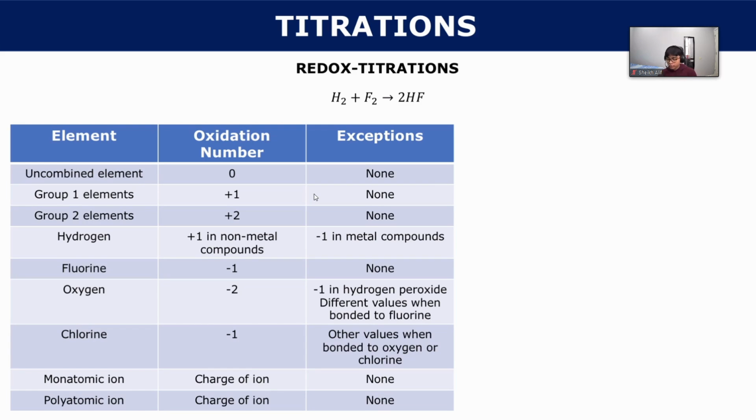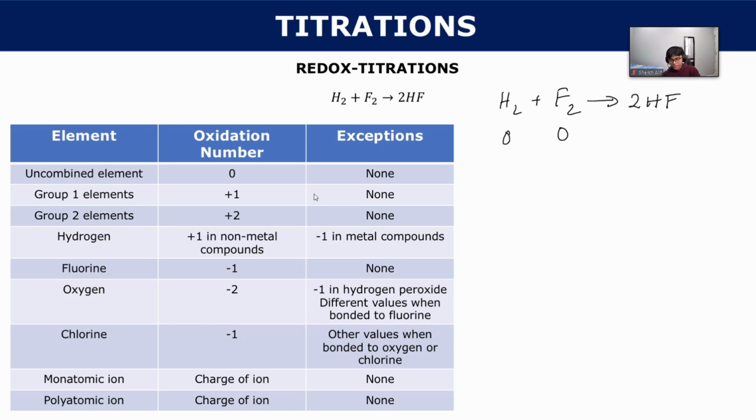And there are a bunch of rules for oxidation numbers. So let's use these rules to figure out the oxidation numbers of this reaction right here. So we have H2 plus F2 produces 2HF. And so first we know that uncombined elements are going to have an oxidation number of 0. So that means H2 and F2 are going to have oxidation numbers of 0.